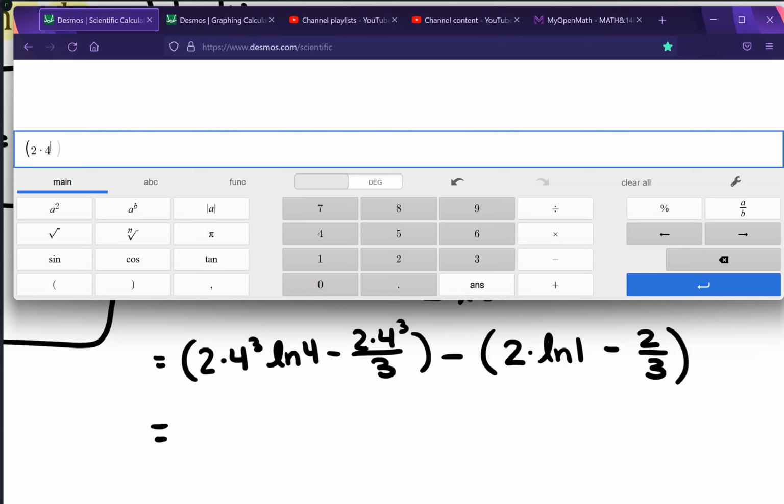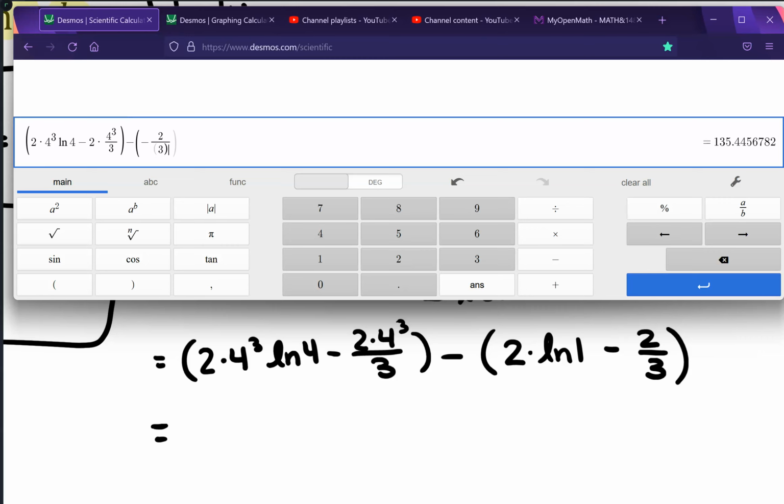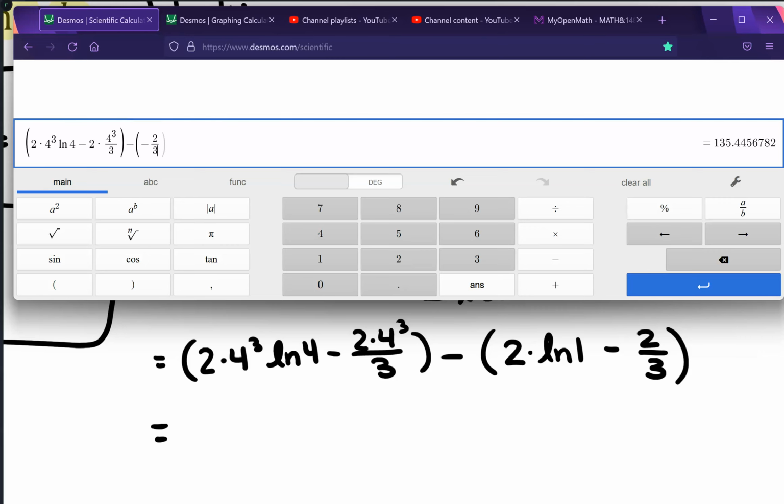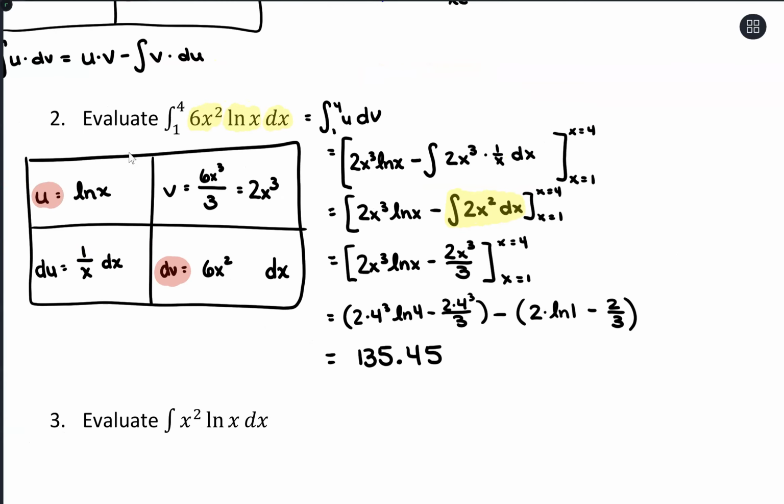So we have 2 times 4 cubed natural log of 4 minus 2 times 4 cubed divided by 3 minus 2 times natural log of 1, which is actually just 0, minus 2/3. And there's our 135.45. So that's our area under the curve between 1 and 4 of 6x squared natural log of x. So we took the antiderivative using integration by parts and evaluated from x equals 1 to x equals 4. And that's how we do a definite integral.